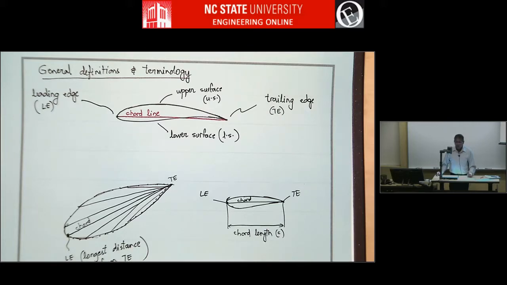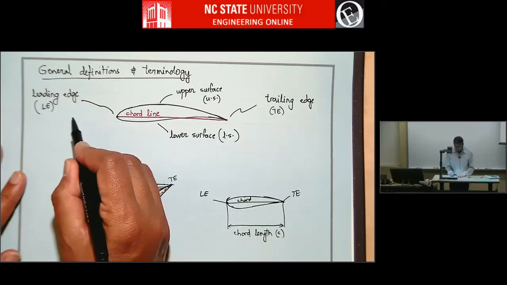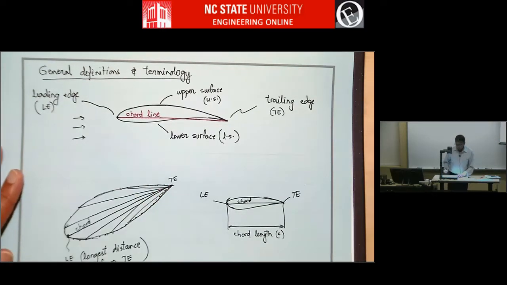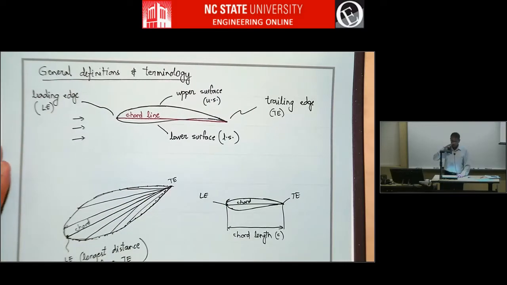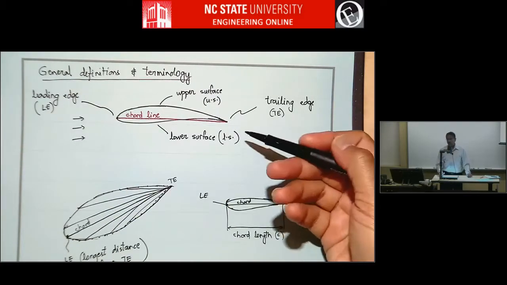Now in an actual application, which end is the front end and which is the back? Which way will the flow come? Towards the leading edge, right? So flow comes this way. That's why it's called the leading edge: the leading edge goes in front, obviously, and this trails behind.